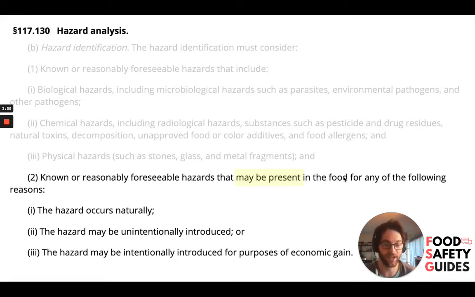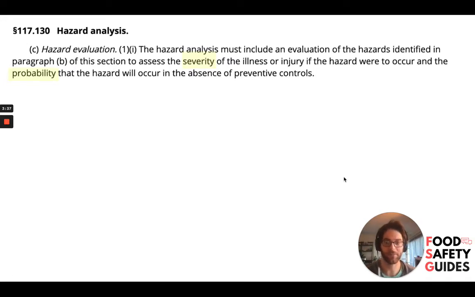So hazards occurring naturally, think poisonous mushrooms, happens naturally. Heavy metals in the soil would be another example. Those that might be unintentionally introduced could be like Listeria getting onto a draining table where there might be food contact. And a hazard intentionally introduced for purposes of economic gain, we're going to cover that in a different presentation. But remember, a hazard is anything that causes injury or illness. It's not just to make a profit.